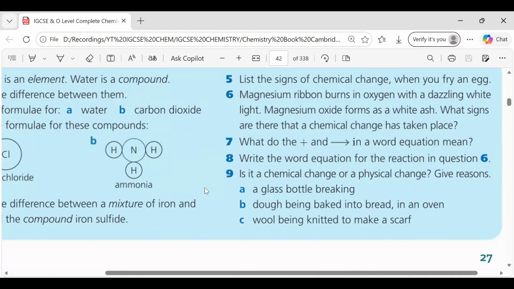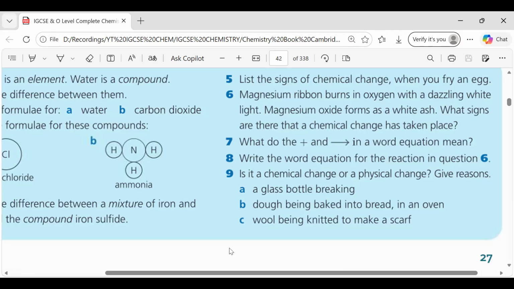Is it a chemical change or a physical change? Give reason. They have mentioned these 3. Tell me, which is this, a physical or a chemical change? It's going to be physical, because there's no heat, you just broke it. So simply we can say no new substance is formed. There is no chemical bond forming. That's why this is not a chemical change. It's just a physical change, right?